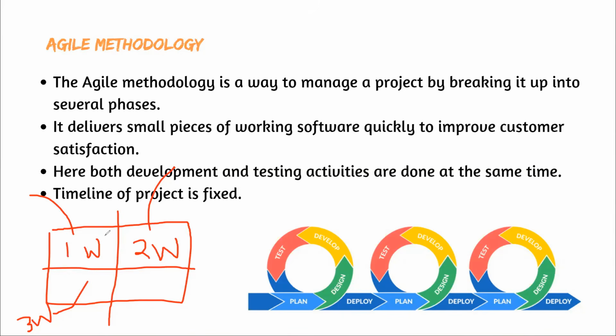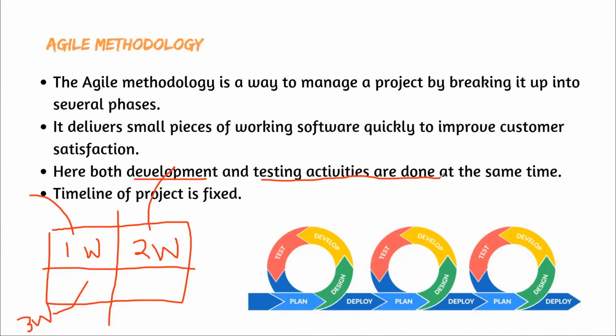That is what you call the agile model. Which model? So here, both development and testing activities are going to be done at the same time. First of all, the developer writes source code. Within the next week, we are going to test the source code. Again in the second week, the developer gives some new code.